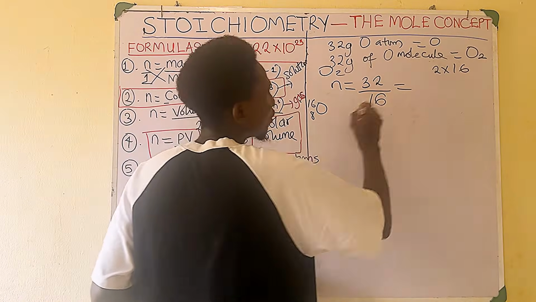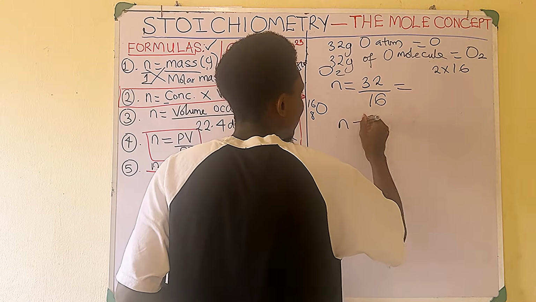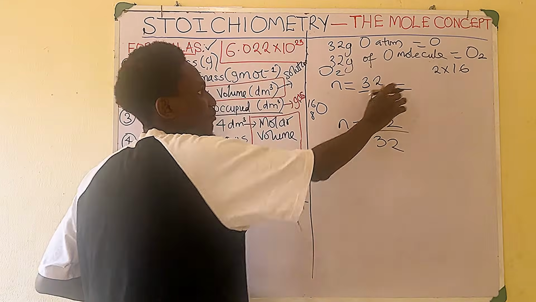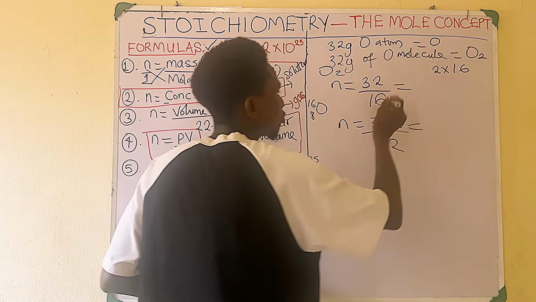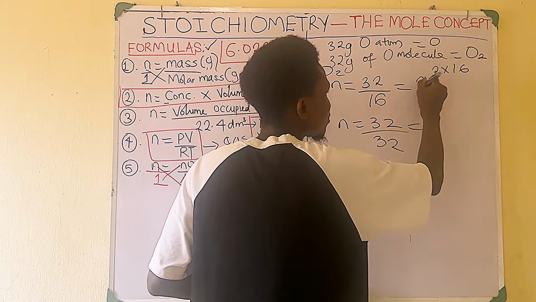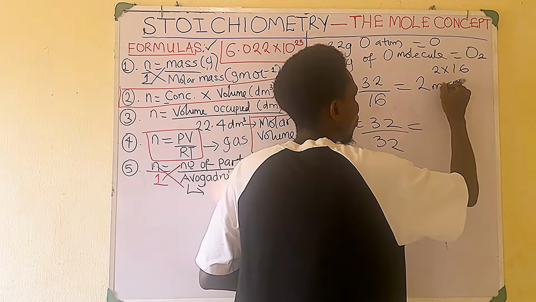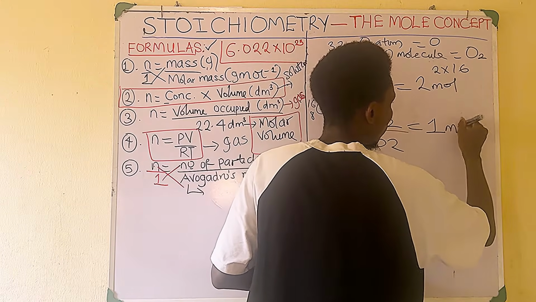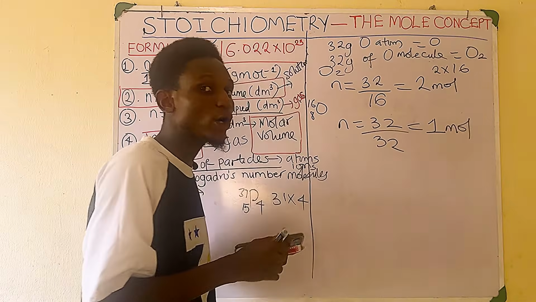So for instance now, for the second one, I'm going to have n equals 32 divided by 32. Or you have to multiply 2 times 16. So for the first one now, the number of moles of oxygen atom is 32 divided by 16, which is 2 moles. But for the second one, it is 1 mole. So you see, we got different answers.